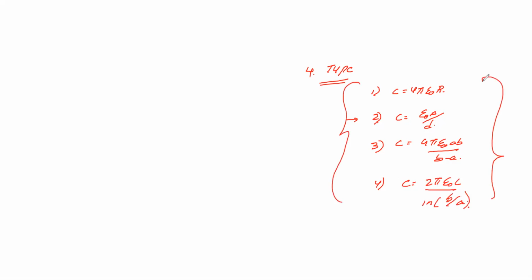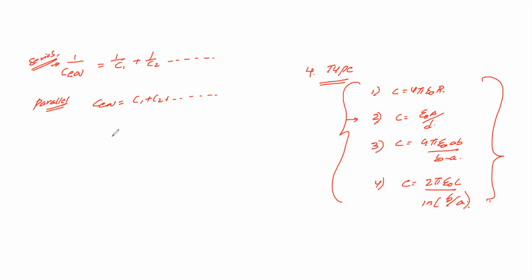Apart from these four types of capacitors, we have seen the connection formulas. For series connection, 1 by C equivalent is equal to 1 by C1 plus 1 by C2 and so on. For parallel connection, C equivalent is equal to C1 plus C2 and so on. With respect to series and parallel connections, we'll do some problems.